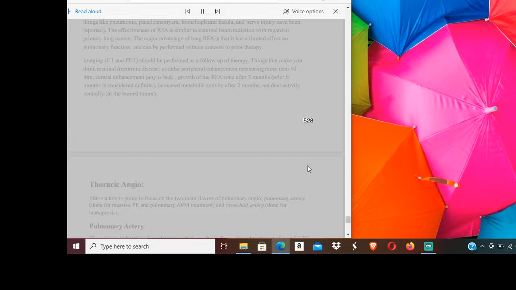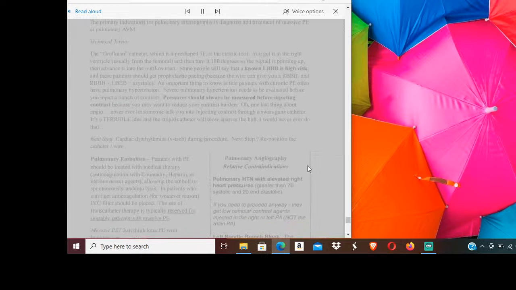528. Thoracic Angio. This section is going to focus on the 2 main flavors of pulmonary angio: pulmonary artery, done for massive PE, and pulmonary AVM treatment, and bronchial artery, done for hemoptysis. Pulmonary artery. The primary indications for pulmonary arteriography is diagnosis and treatment of massive PE or pulmonary AVM.